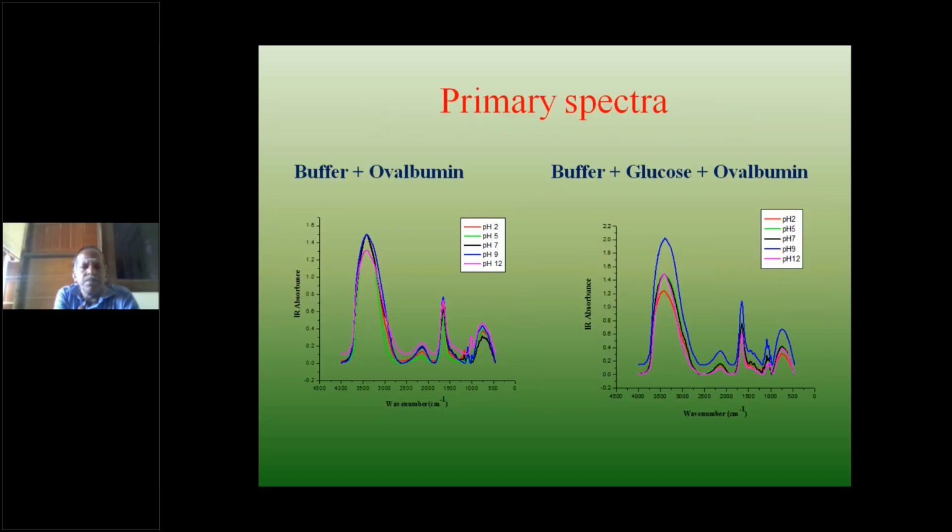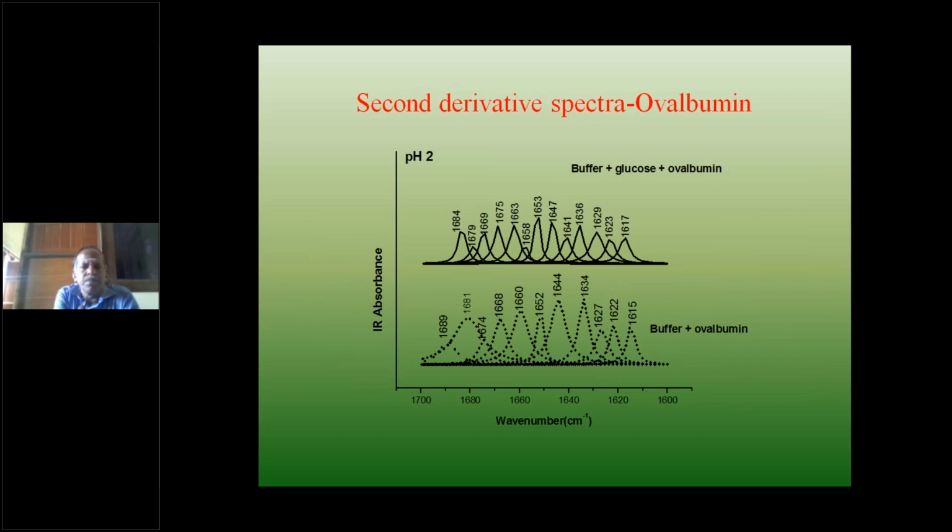So taking the primary spectra, one is buffer plus ovalbumin, the other is buffer plus ovalbumin with the glucose. Now we have to construct the second derivative spectra. The lower one is the buffer plus ovalbumin, whereas the upper one is with the glucose. With the glucose, there are many different new peaks that are newly gained by the addition of glucose, and all the peak assignments are given.